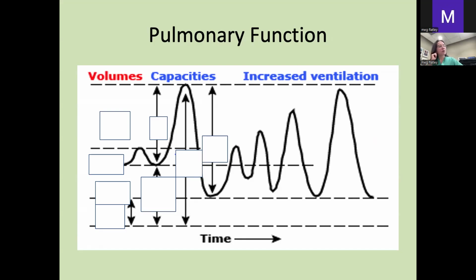So the first column that we talk about are the volumes, which are just like the standard one section of the graph. And then as we move to the right into capacities, then you're starting to combine volumes to form the different capacities, if that makes sense. So the first one that we talk about, which is this one right here, what is that called? Good. So that's tidal volume.